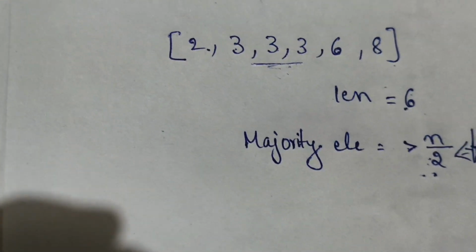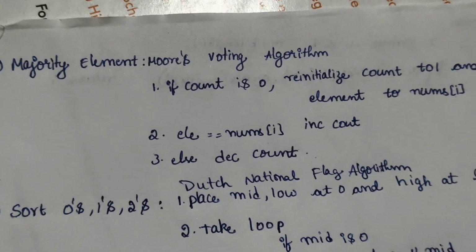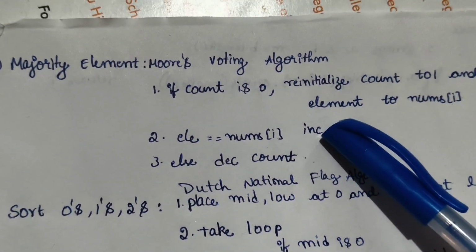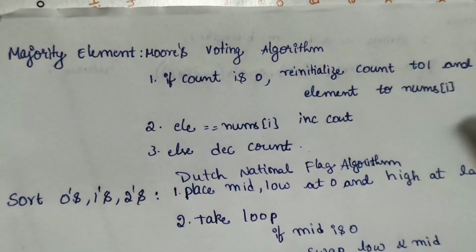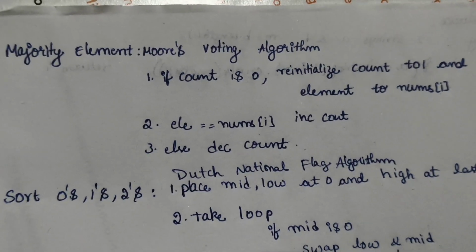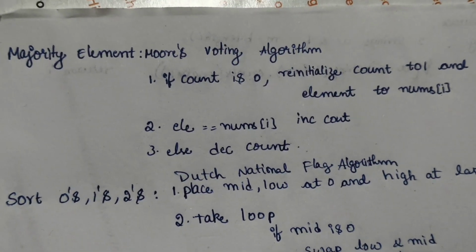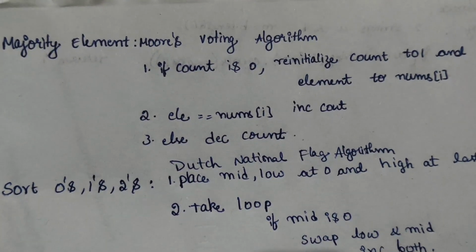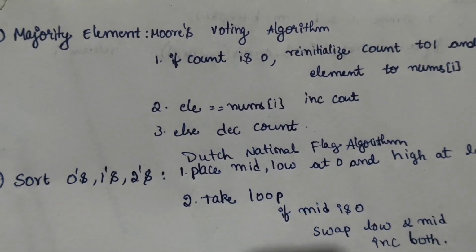So now let us see the code for this. Now this is the optimal solution. We can solve this using various approaches like using two loops and maintaining the count of each element, and at last if the count is greater than the frequency of n by 2 times, then we can print that element, but that is brute force. So now let us see optimal.